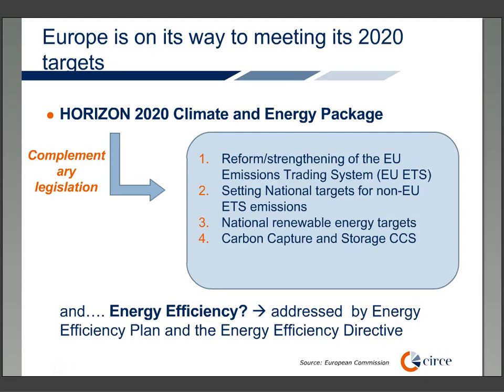Number two, the establishment of national targets for emitting sectors that are not included in the European Emissions Trading System. This means that the member states have taken on binding annual targets for reducing their greenhouse gas emissions from the housing, agriculture, waste and transport sectors. These are the sectors that were not previously included in the emissions trading system of Europe.